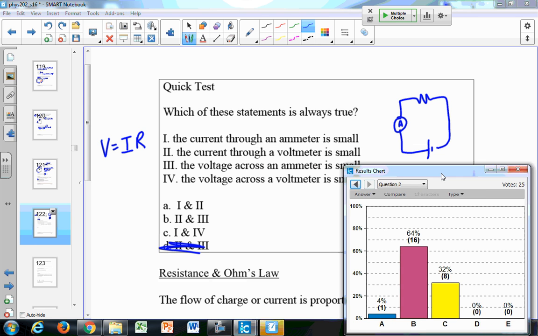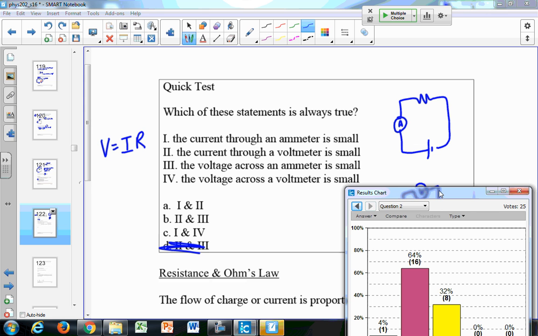Okay, let's see. The current through an ammeter is small. Is that true? Well, it could be true. If you actually have a small current through your resistor, like if the ammeter wasn't there and you had a small current through your resistor, then you still measure that small current through the ammeter. So that's not necessarily true, but it could be true, but not always true, because if the current through the resistor is small, then the current through the ammeter is small. What about the current through a voltmeter is small?